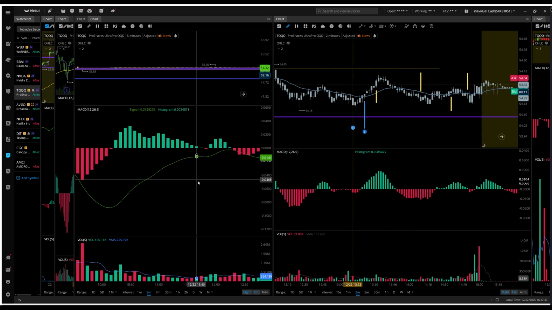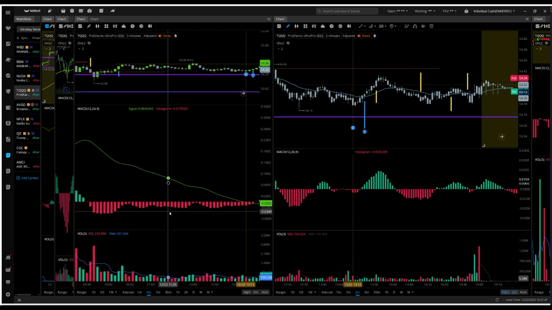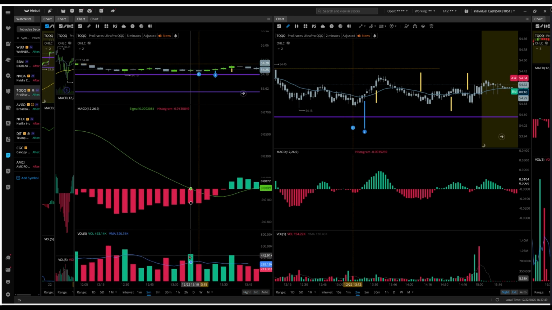At this point in time, we have a 5-minute volume bar that just occurred greater than the previous 3. That's significant. This volume bar right here on the 5-minute chart. That's what I made this note for. 5-minute power volume just confirmed.